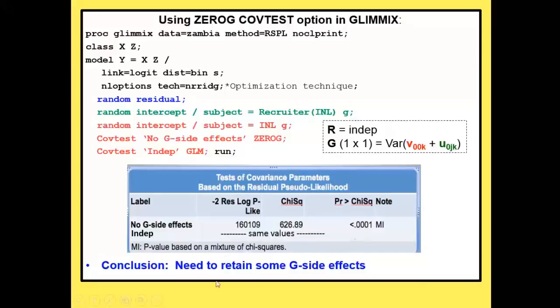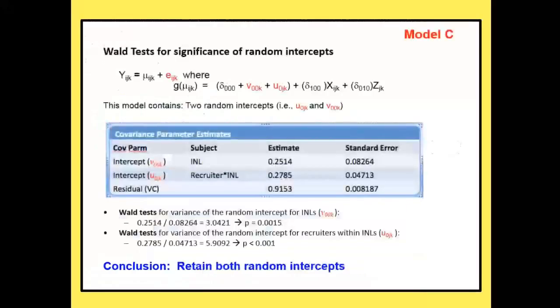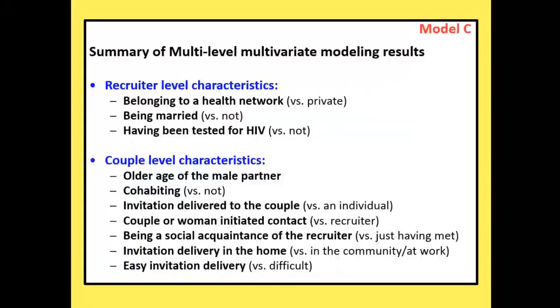Okay? This says we need to retain some of the G effects. So I'm just showing you one use of the COVTEST in this case. Now, it doesn't say whether you need to retain one of these and not the other, which is something you can do using those zero dot statements. So there are some things you can do even to go further with this. But all I'm saying here is that maybe this is it. This had to do with testing for significance, but she used Wald statistics to do this.